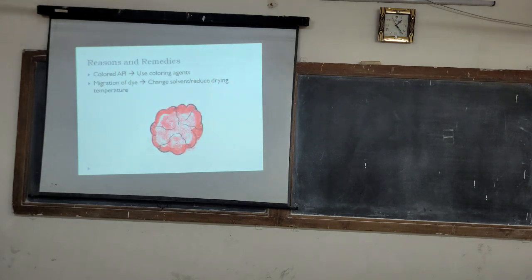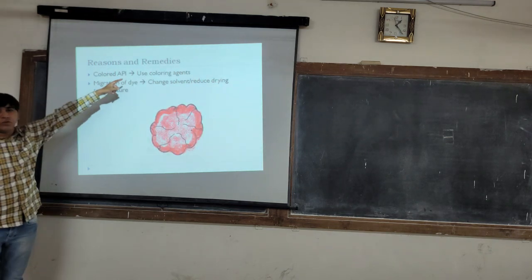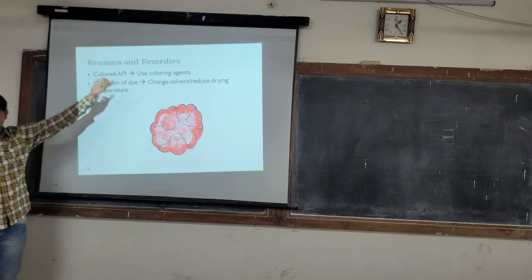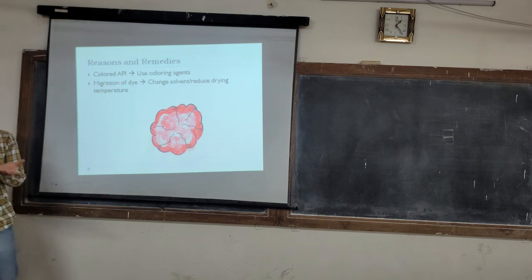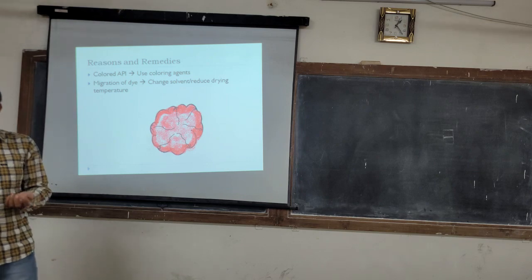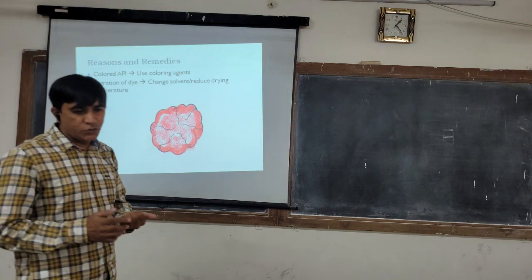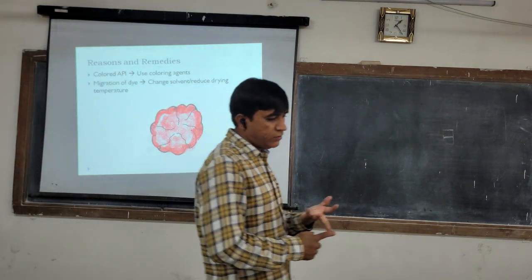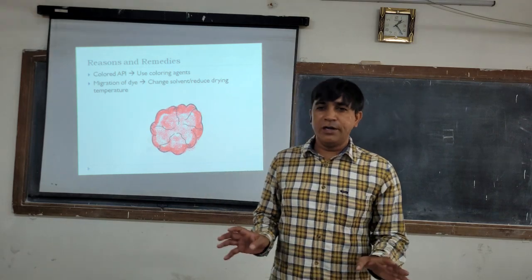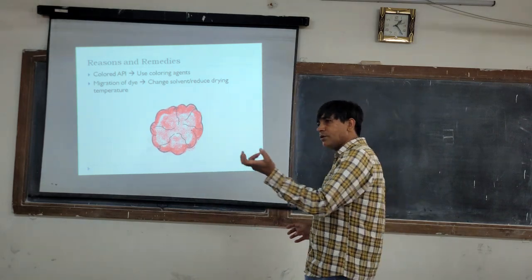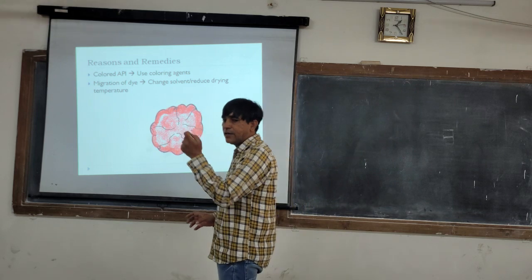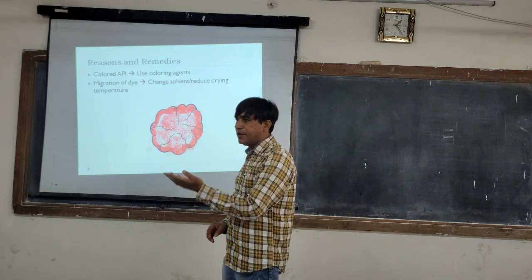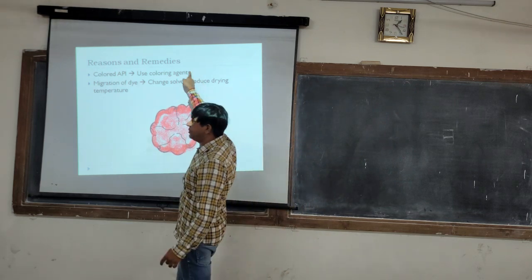The reasons for mottling can be colored API. We can use coloring agents to mask the color of the API because the amount of API is less, and all the ingredients which we are using, like diluent, binder, disintegrant, they all are colorless. So the API, where it is present, will appear like a patch, and it will create mottling. So we can use a coloring agent.